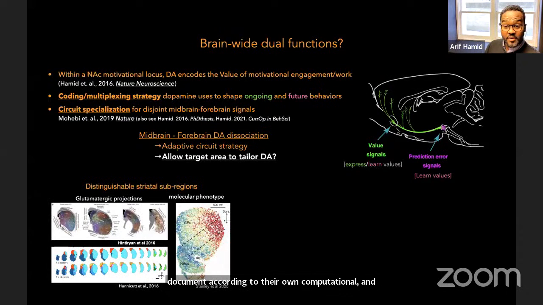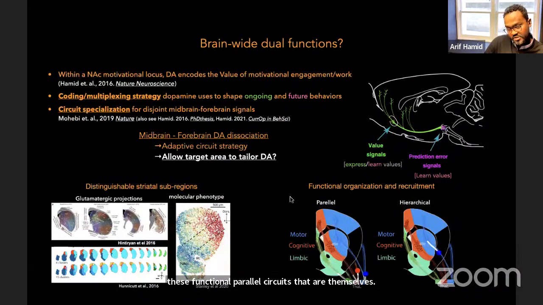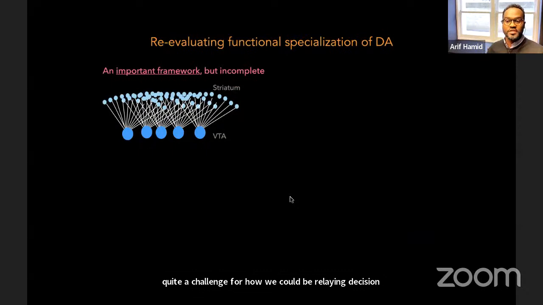Now, some of you might think that this is not too outrageous. We know that the dopamine recipient striatal subregions are quite heterogeneous. You can distinguish them anatomically based on the complement of thalamic and cortical glutamatergic inputs they get, and also the various molecular phenotypes that they express. But we also know that they're organized into functional parallel circuits that are themselves organized into hierarchical spirals that tend to plan actions over multiple timescales. Now, given this functional heterogeneity of the underlying circuitry, it becomes quite a challenge for how dopamine could be relaying decision signals that can be useful for these underlying subregions.